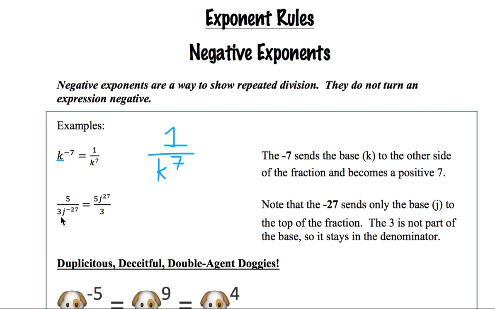We have 5 over 3j to the negative 27. So the 5 and the 3 are untouched, and the j goes to the top and becomes positive 27. So I like to think of negative exponents as signifying that that animal is a double agent. So these 27 jaguars on the bottom, right? They seem like they're evil, but since it's a negative exponent, they're double agents. They're actually good jaguars. So we need to move them to the top and make it j to the positive 27 on the top of the fraction in the numerator.